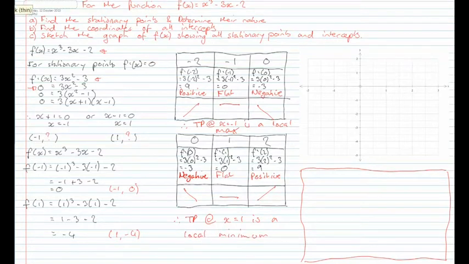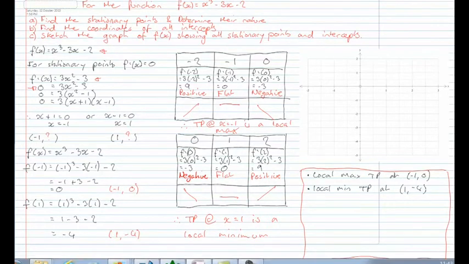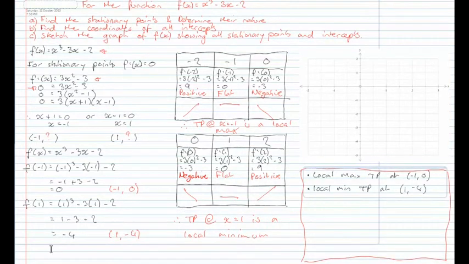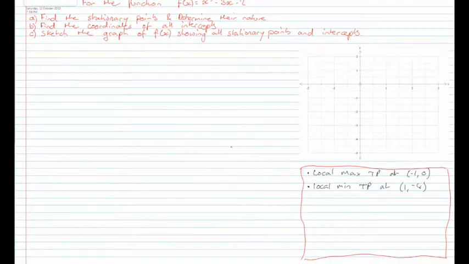Okay, writing this key information in here, because we're going to need to know it to sketch the graph. Local maximum turning point at the point negative 1, 0. There is a local minimum turning point at the point 1, negative 4. Alright, so let's clear up this information now so we can make room for the next part. And the next question says find the coordinates of all intercepts.